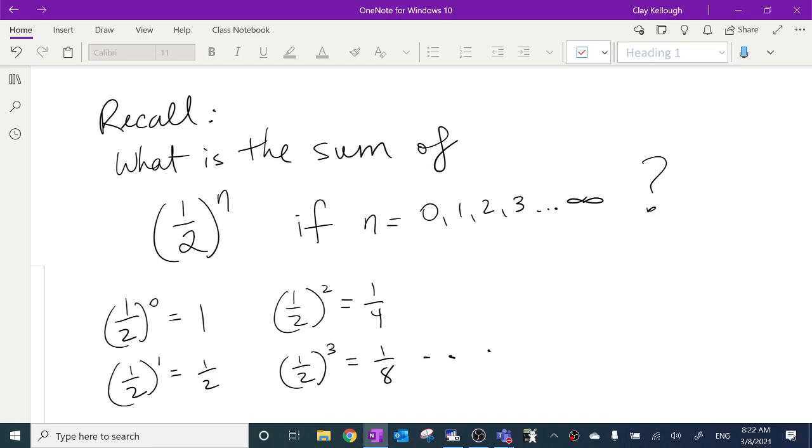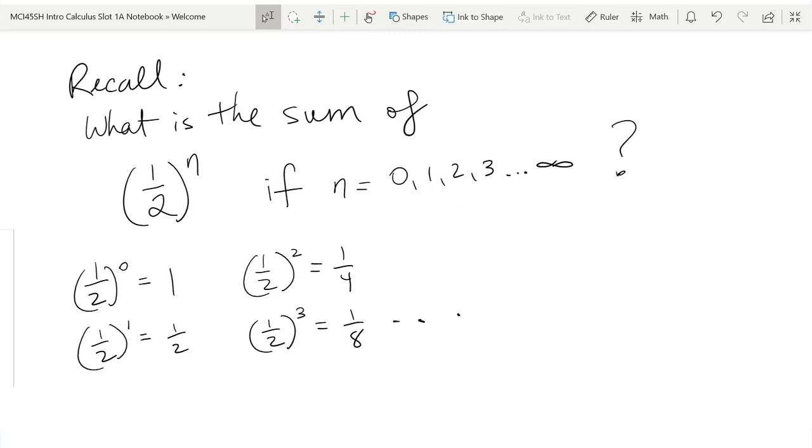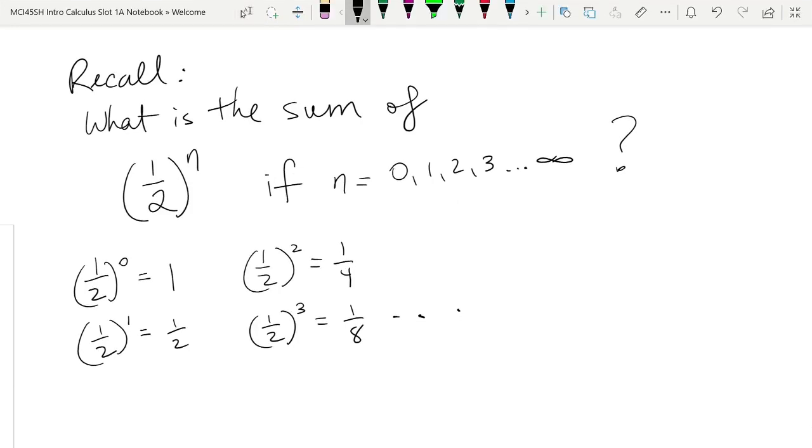Do you remember what we called it, first of all? I have a hand up. What did we call this stuff? Very good. Somebody remembers September. That's good to hear. This is what we would call an infinite geometric series.